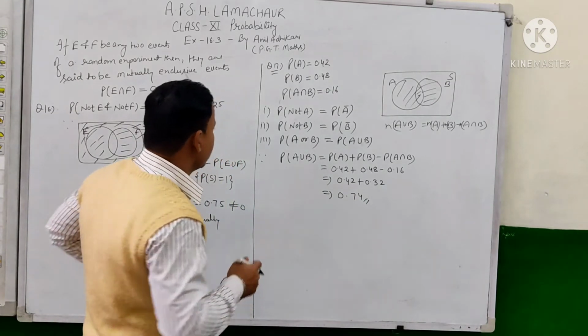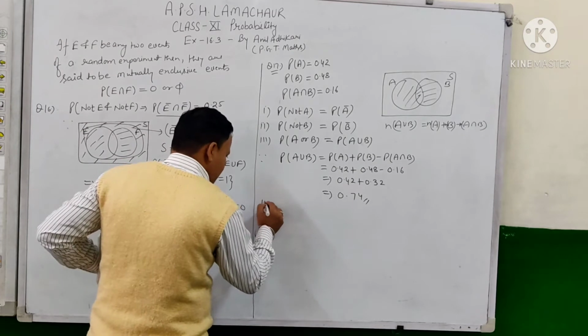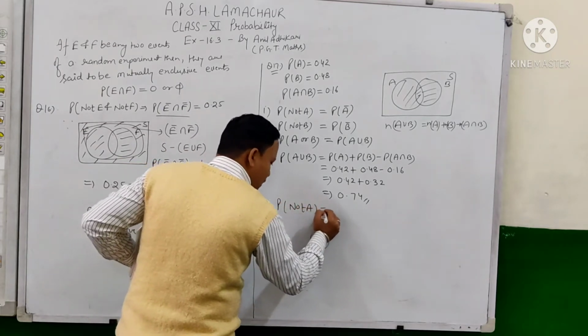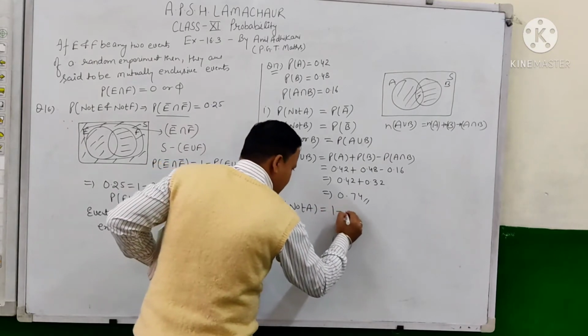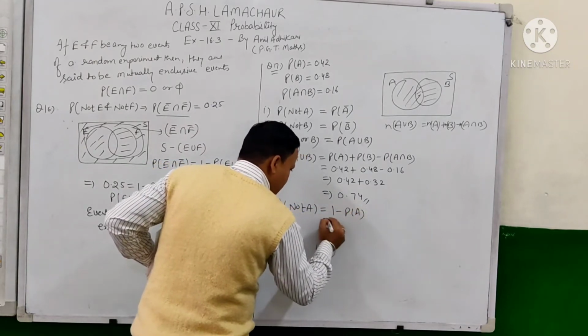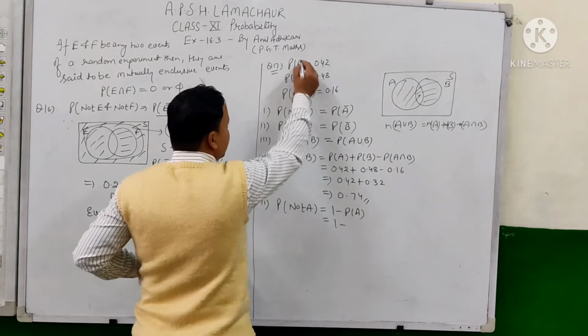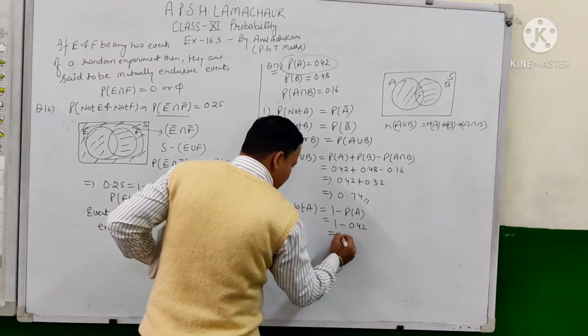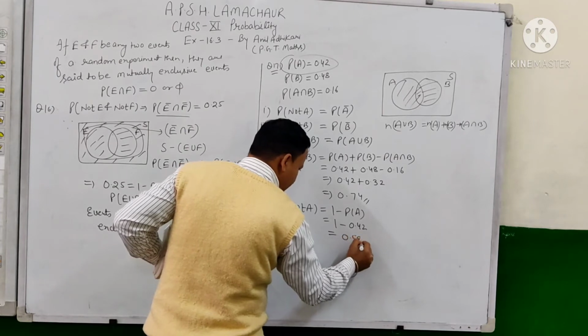Now the second is probability of not A. How will we find it? 1 minus probability of A. This is the formula. So 1 minus, what is probability of event A? 0.42. So 1 minus 0.42, then we get 0.58.